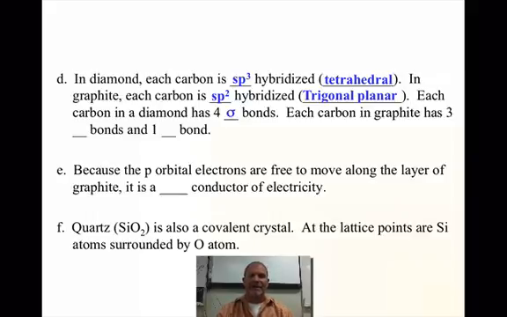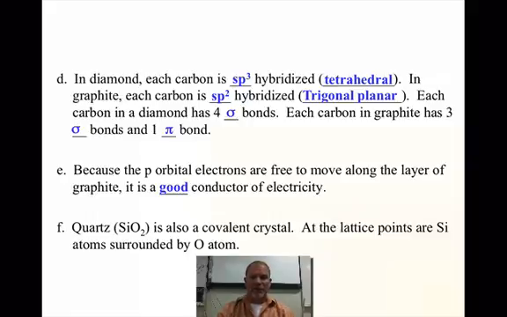My graphite is an sp2. Therefore, the carbon in diamond, being an sp3, has 4 sigma bonds, but the sp2 has 3 sigma bonds and 1 pi. And again, with this one, the graphite will keep a trigonal planar shape, and actually each of those layers shaves off when you're using your pencil. Now, because the p orbital electrons are free to move along the layer, graphite is a good conductor of electricity. Your diamonds are not.